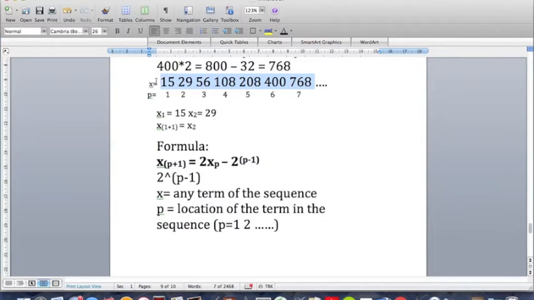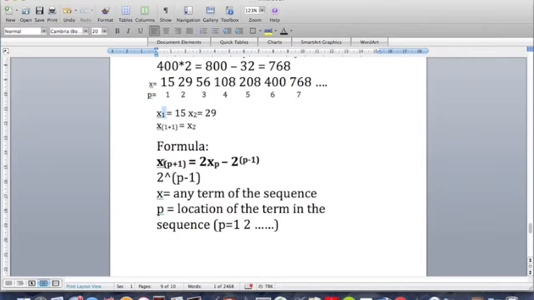That's when we use p, which is the location of the term in the sequence, and p starts at 1. So have a look here. For p equals 1, x equals 15. So x_1 equals 15. So 1 here is the value of p. For p equals 2, x is 29, right there. See, x_2 equals 29. p equals 3, x is 56, and so on.